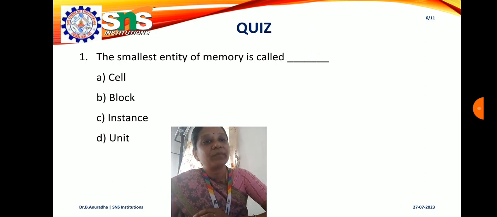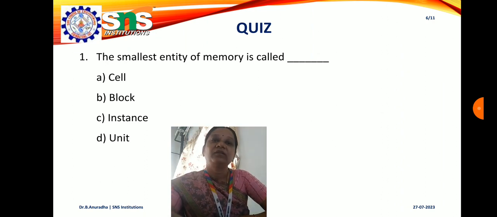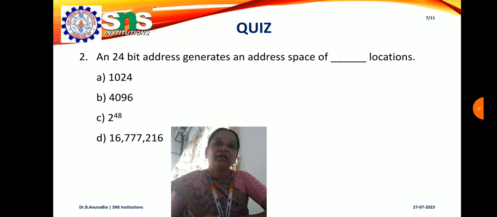So here, coming back to the quiz, what is the answer? The smallest entity of memory is called as, is it a cell, a block, a unit, or an instant? Yeah, correct, it is a cell. So let us go to the next quiz.